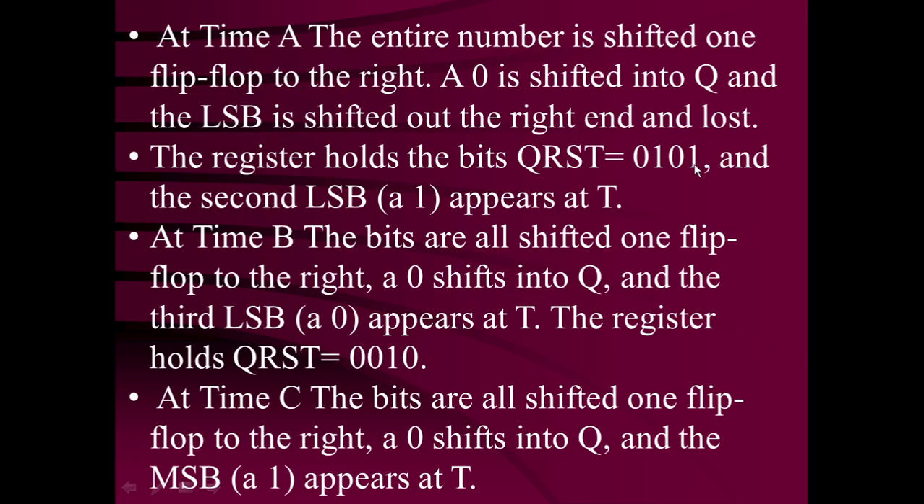And the second LSB will come out of the shift register and will be lost. And the third LSB will appear at the output of the T flip-flop. So the data 0010 will appear.